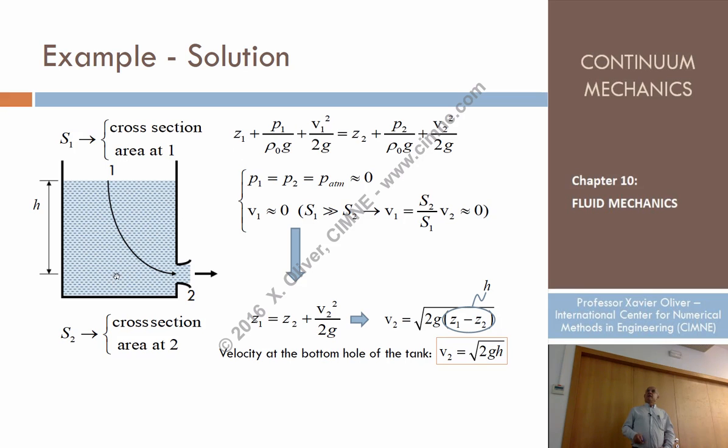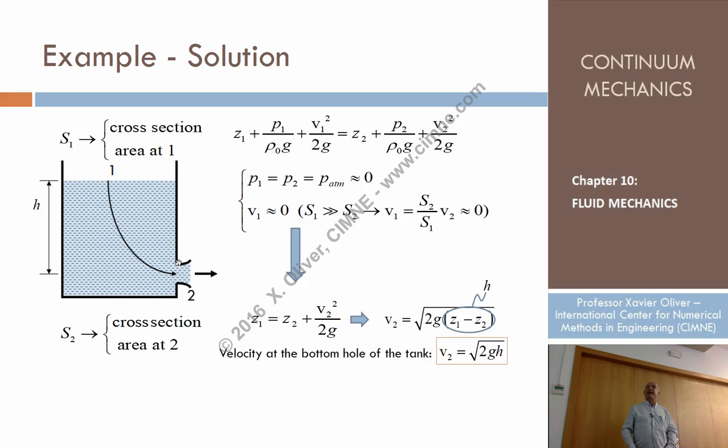So let's consider the origin of coordinates here. The elevation of point 1 is Z1, okay? The pressure at point 1, what is the pressure at point 1? What would you say? What is the pressure here? Atmospheric pressure, maybe negligible, okay? And the velocity at point 1, what do you imagine it is? Almost 0, okay? So finally, at point 1, this trinomial gets reduced to h. So that h is the constant value for all the points there.